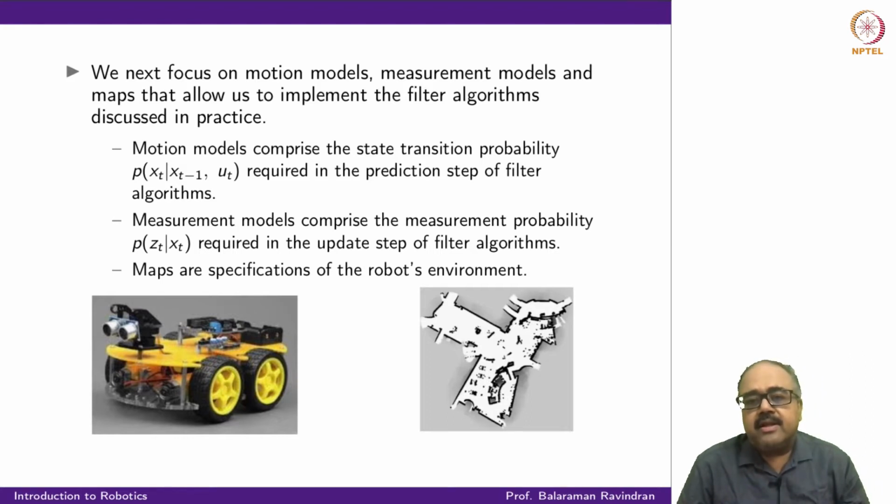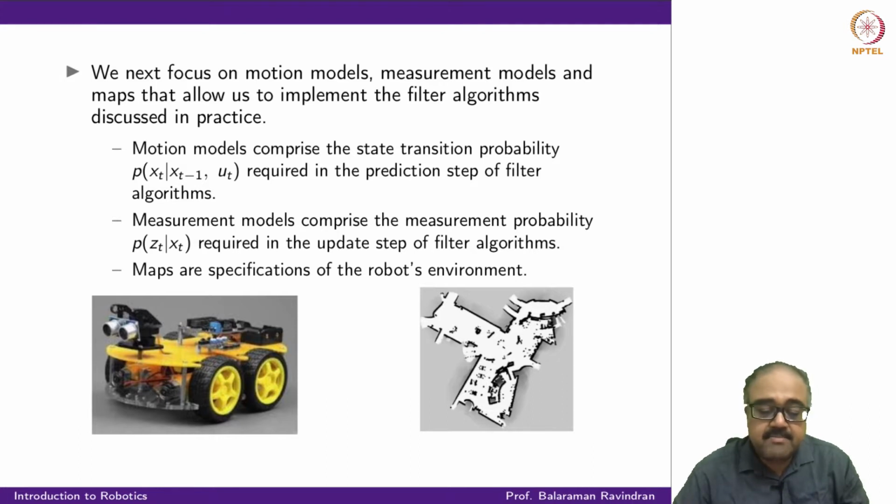So the motion models give us, if you remember, the probability of xt given xt minus 1 and ut, right, where xt minus 1 is the state at time t minus 1 and ut is the action that you performed at time t, and xt is the resulting state, right. And so this is the model that we use in the prediction step of the filter algorithms, right.